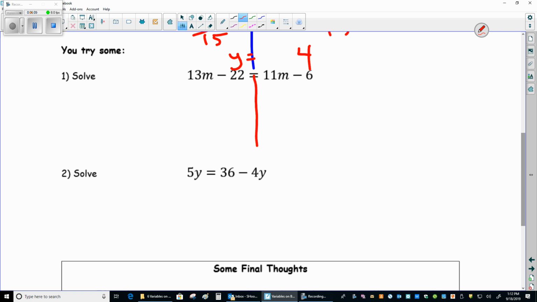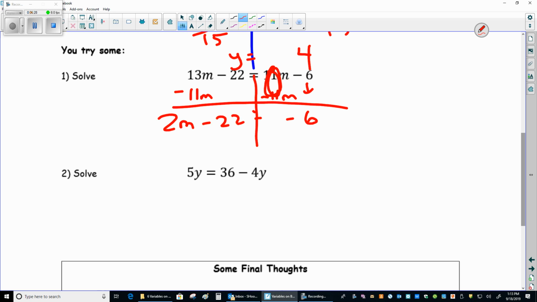All right, so on this top one, I'm going to subtract 11 first, or 11 m's, sorry. Notice how I'm making a nice 0 right there. I'm not bringing down a 0. I'm going to bring down a -6. On this other side, I'm going to bring down a 2m, because 13 minus 11 is 2, and a -22.